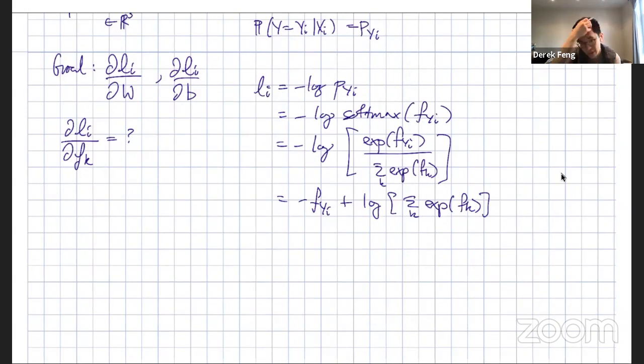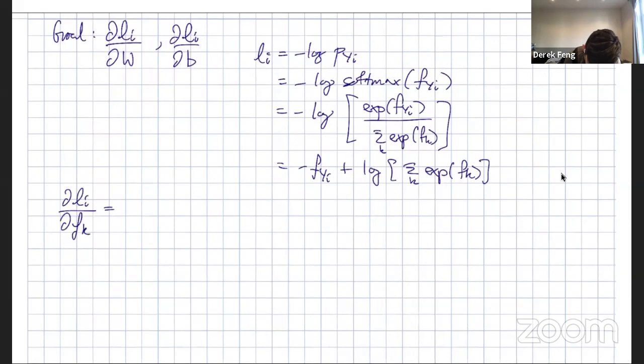Then if we take this derivative with respect to fk, which is what we have here, dLi over dfk, how do I take this derivative? It's just minus the indicator function of yi equals k plus pk.